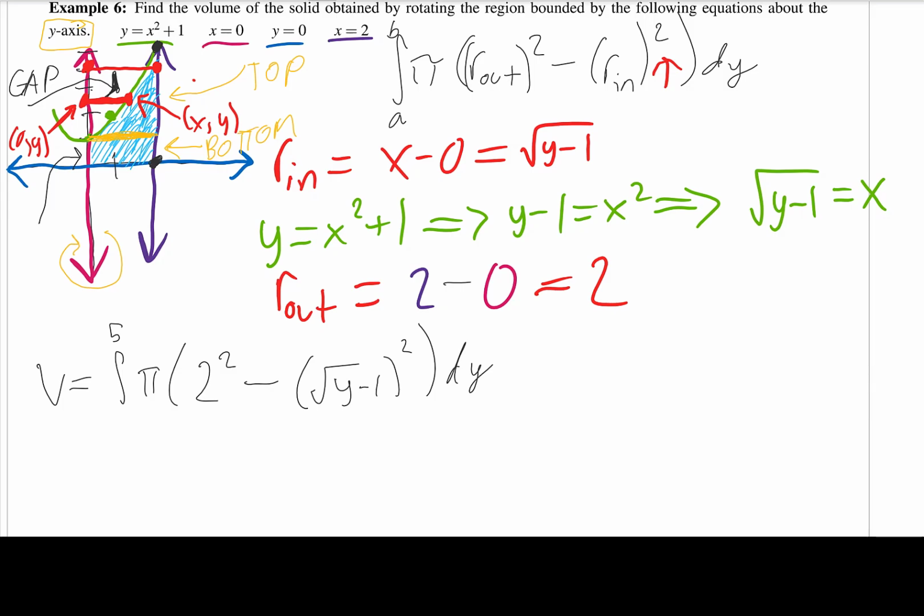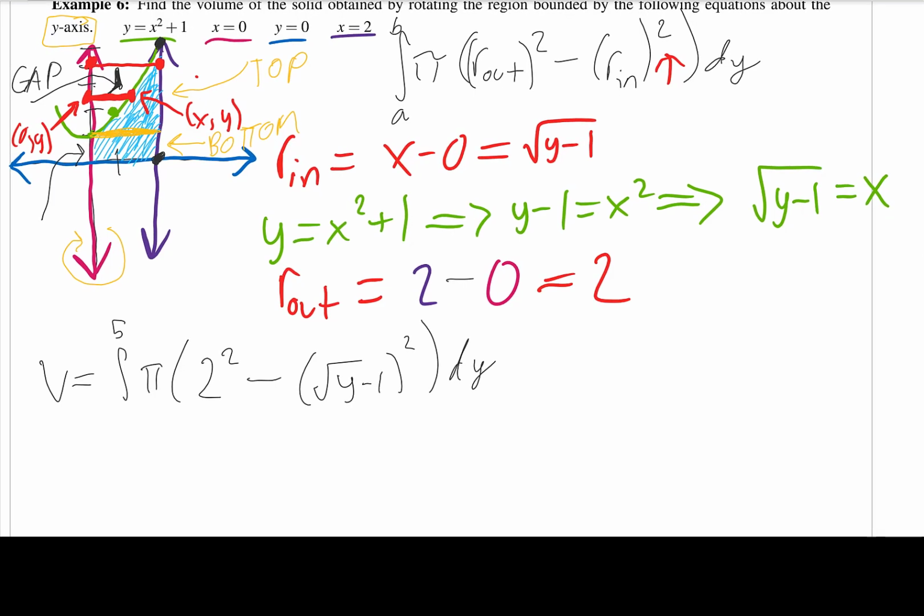Okay, so this volume right here, I'm going to squeeze in here. This is going to be the top volume. Since we're looking at the top volume, we're not going to take our lower bound all the way to this black point. Instead, our lower bound is going to be right here, because we just want to look at this top region, which means our integral is going to go from 1 to 5.